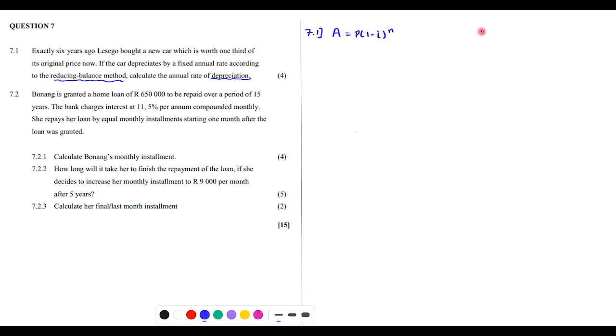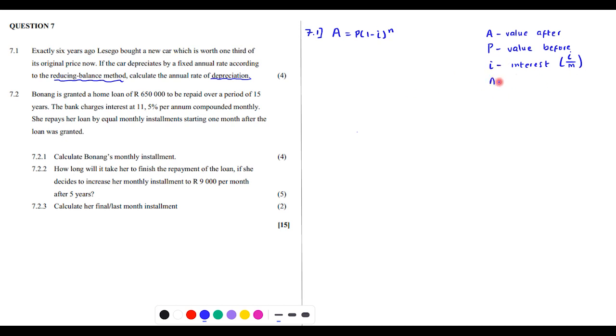Now in this depreciation formula, you need to understand that A here is the value after the period, and then P is the value before, and then I is the interest. The interest is normally calculated in general as I over M, where M determines how many times the interest is added in a year, but we're going to talk about that later.